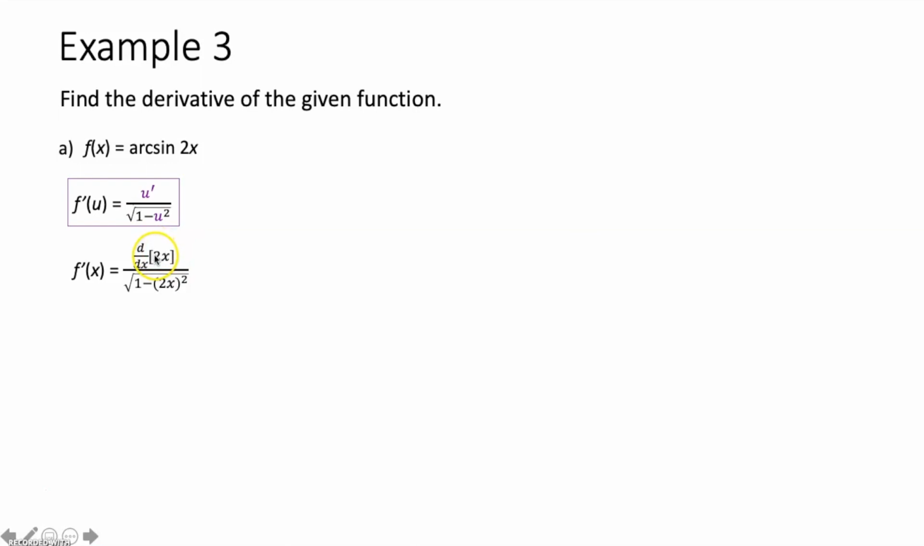Up here, what's the derivative of 2x? That's just 2 times 1, so that's going to be 2. Down here, 2x squared, you square the 2 and the x, and you get 1 minus 4x squared. And that's all you have to do. Done. Let's try B, doing the same thing, except this time we're taking the arcsecant of e to the 2x.